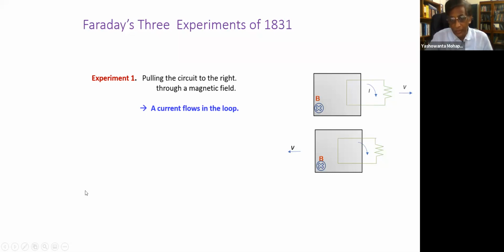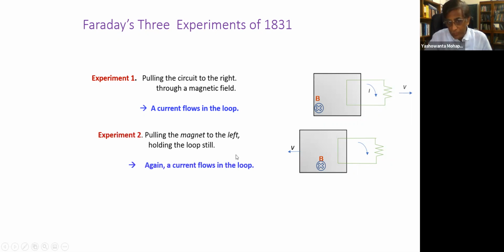That's experiment 1. Then, of course, the next obvious experiment is to keep the circuit constant and make the magnet move. So that's relative motion. You would expect something to happen, but I am still in the laboratory frame. So experiment number 2 is pulling the magnet to the left, holding the loop still. Again, a similar current flows. If the velocity is the same, then a similar current flows in the circuit.